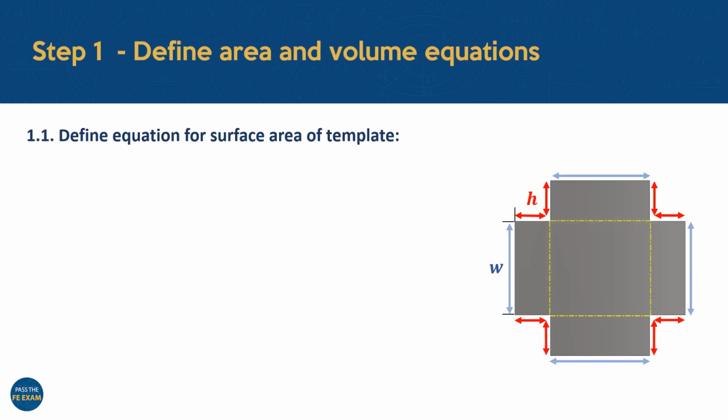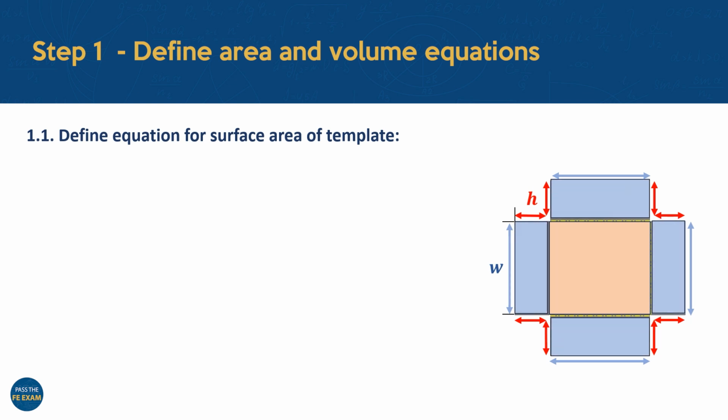We begin by establishing a formula for the total surface area of our box template. The center square, which forms the base of the box, has an area given by width times width, or W squared. And next, we account for the box's side panels. Since each panel has an area of width times height, and there are 4 of them, their total area contribution will be 4WH. By summing these areas, we arrive at the total surface area equation for the container, given by W squared plus 4WH.